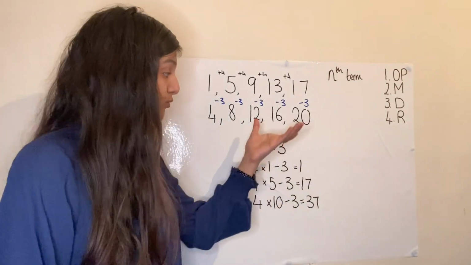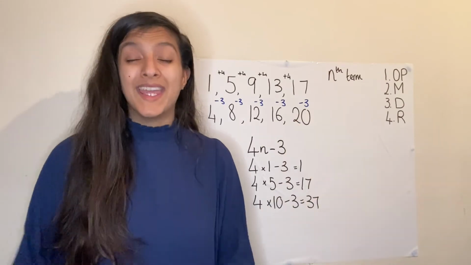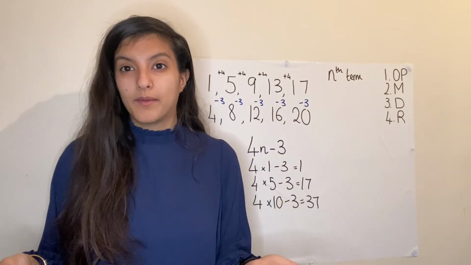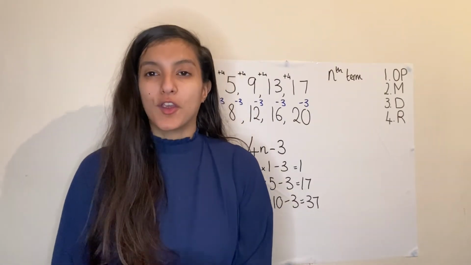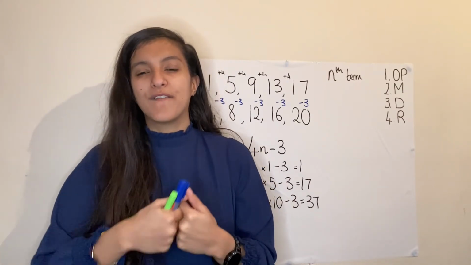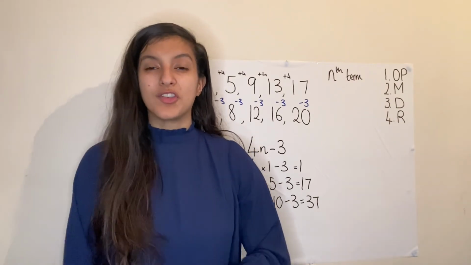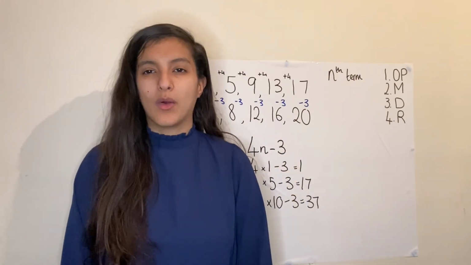Now I can use this rule to work out what my 100th one would be, what my 50th one would be, even what my millionth one would be. So working out the nth term is a really good way for us to work out any number in our sequence without physically working out how each number goes from one to the other. So it's a faster way for us to work out our sequence.